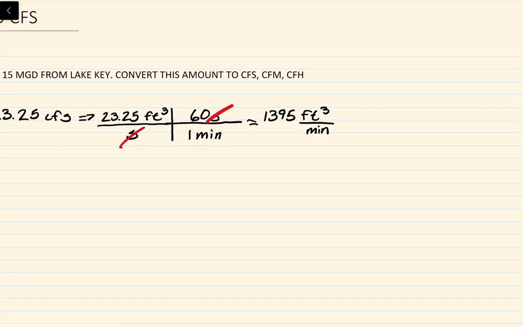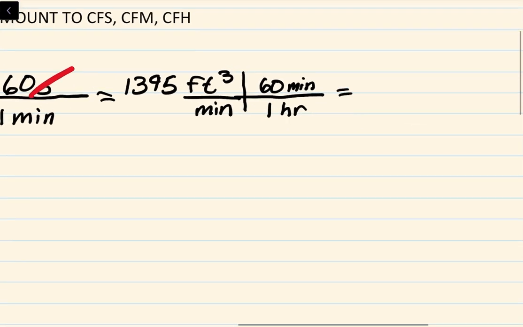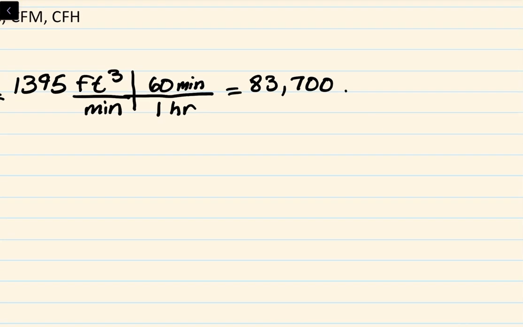Okay. So let's take this number and convert it to cubic feet per hour. So we know we're going to have to get rid of our minutes. How many minutes is in an hour? Well, that's 60 minutes in 1 hour. Let's do that math. And that comes out to be 83,700 feet cubed per hour.